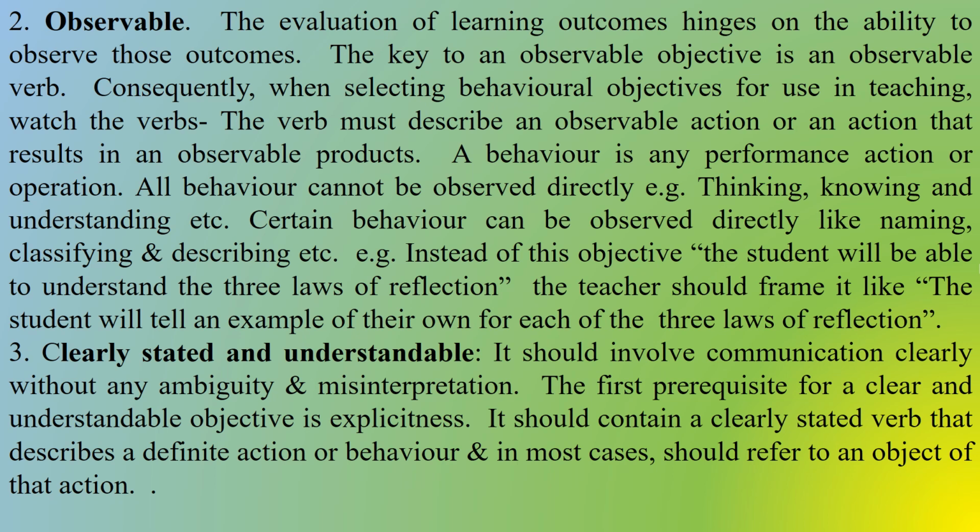The first prerequisite for a clear and understandable objective is explicitness. It should contain a clearly stated verb that describes a definite action or behavior and, in most cases, should refer to an object of that action. People observing the product of this behavior should agree in their judgment about whether the behavior had occurred.